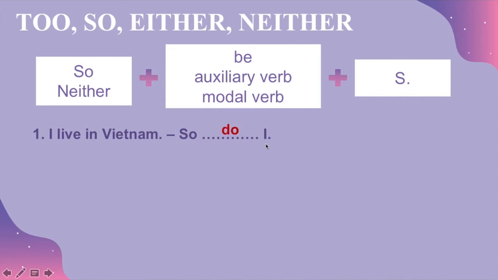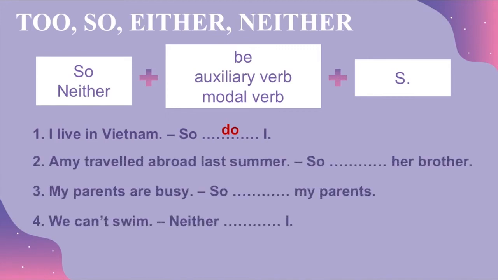So, we write do. Ở trong cái câu này thì các bạn thấy động từ live là một động từ thường và đang ở trong thì hiện tại đơn. Cho nên mình sẽ cần phải điền một cái trợ động từ của thì hiện tại đơn, đó là do hoặc là does. Và bởi vì cái chủ từ ở đây là I, cho nên mình sẽ chọn trợ động từ là do. Okay?